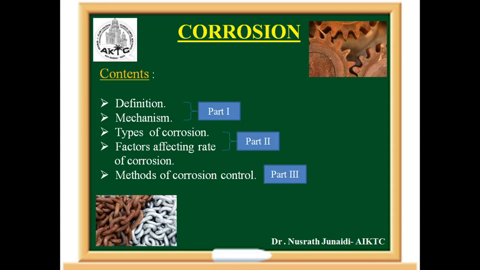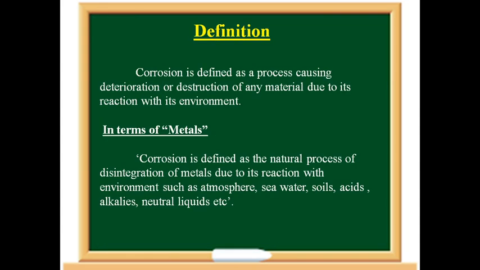So to begin with, the definition of corrosion. Now corrosion takes place everywhere, not only in metals, everywhere. So what is the general definition of corrosion? It is a process of causing deterioration or destruction of any material due to its reaction with the environment.